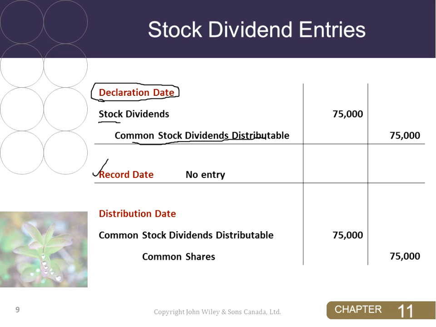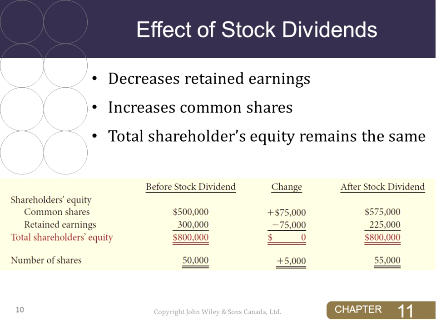Again, our record date is the same, no entry. And when we actually distribute, we're going to remove our liability of stock dividend distributable, and we're going to increase our common shares by the 75,000. So what we've really done is move funds from our retained earnings into our common shares. Our overall shareholders' equity has been unchanged. We've used some of our earnings to issue new shares to our current investors. So we've decreased retained earnings, increased our common shares, and our total shareholders' equity remains the same.